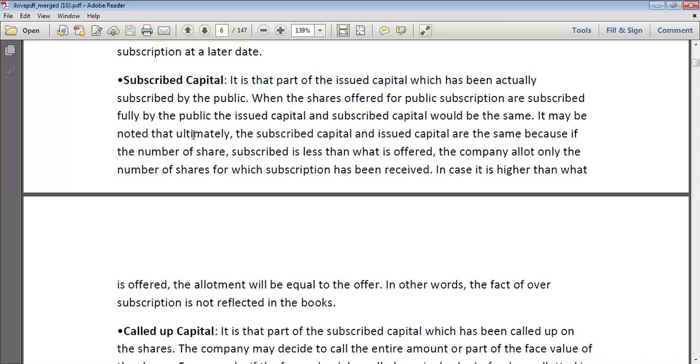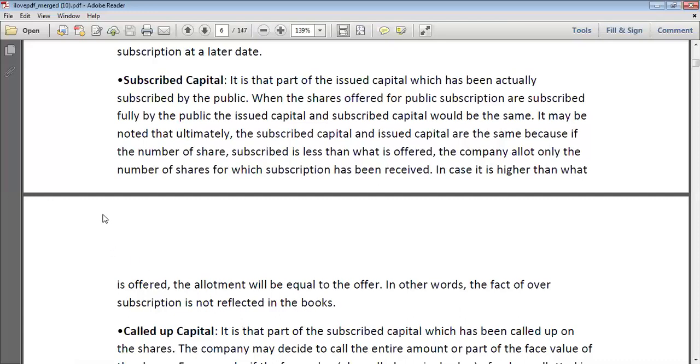It may be noted that ultimately the subscribed capital and issued capital are the same, because if the number of shares subscribed is less than what the company has offered, the number of shares subscribed can be received. In case it is higher than what is offered, the allotment will be equal to the offer. In other words, the fact of oversubscription is not reflected in the books.